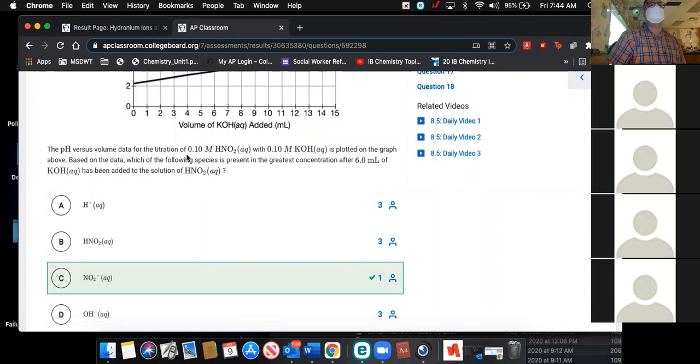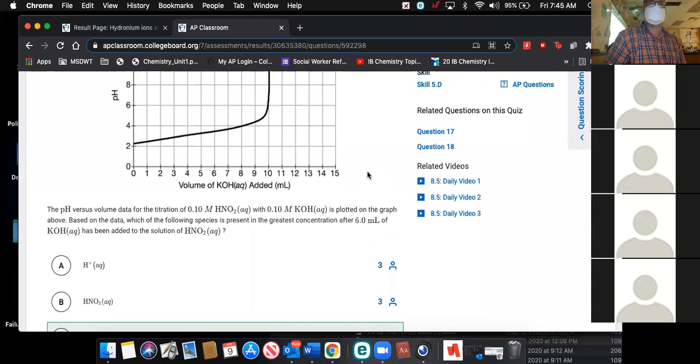pH versus volume data for the titration of 0.10 molar nitrous acid. So that's a weak acid with 0.10 molar potassium hydroxide plotted above. Potassium hydroxide, strong base. Based on the data, which of the following species is present in the greatest concentration after 6 milliliters? What does the base do to this? What does the base do to HNO2? It takes away what? The H.